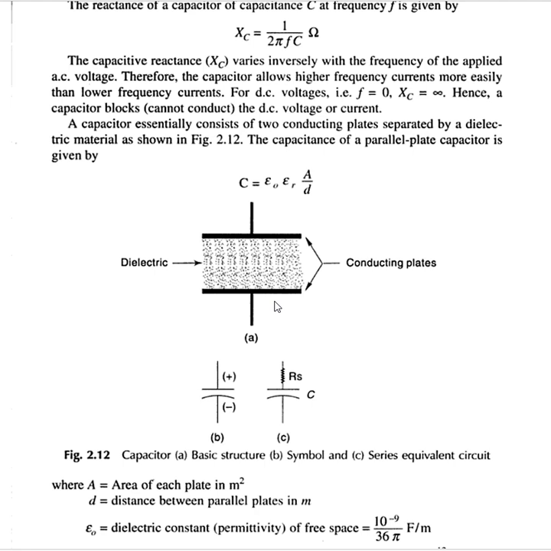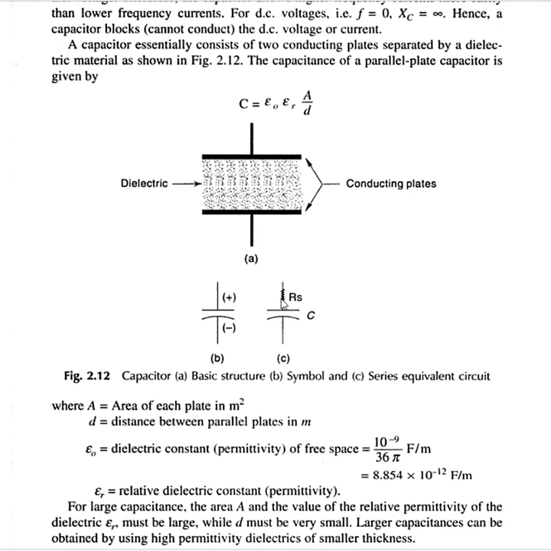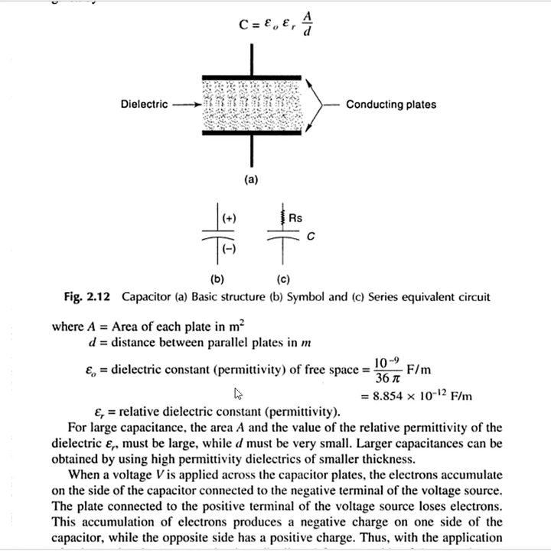A capacitor essentially consists of two conducting plates separated by a dielectric material. The capacitance of a parallel plate capacitor is given by C equal to epsilon naught into epsilon R into A by d, where A is the area of each plate in meter square, and d is the distance between the parallel plates in meter.